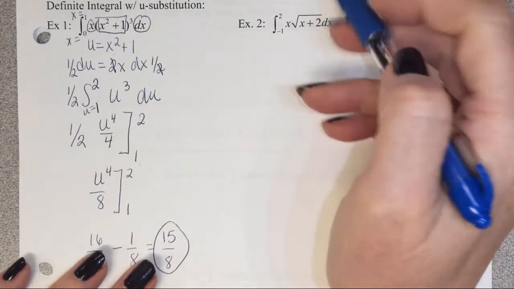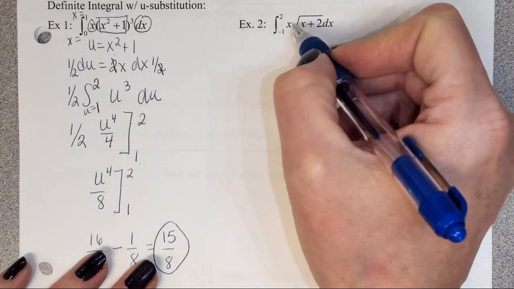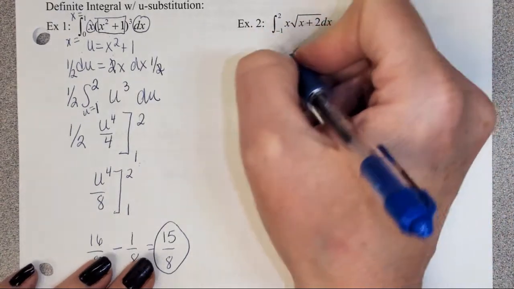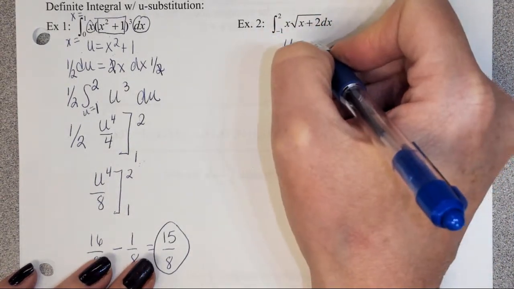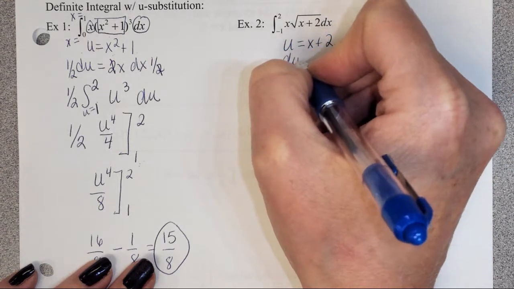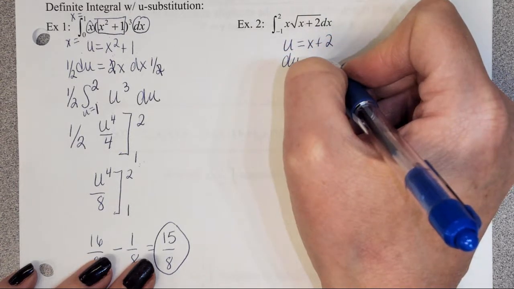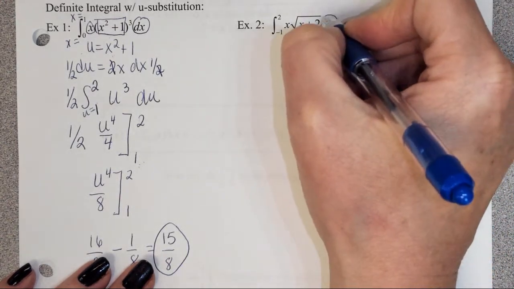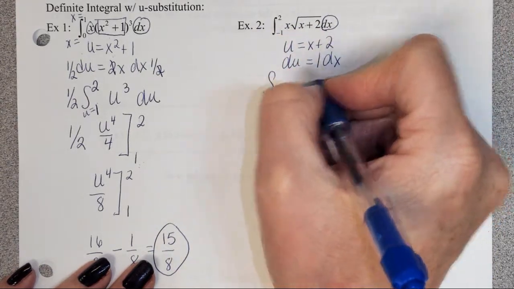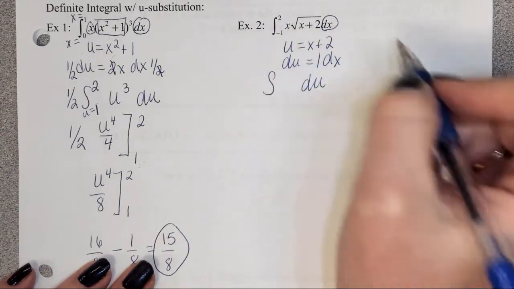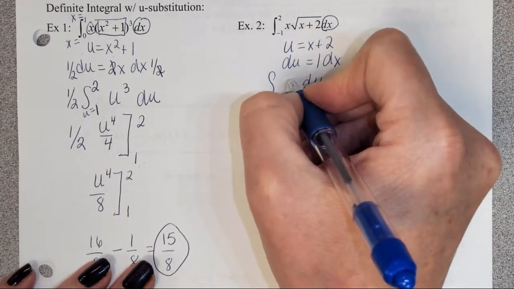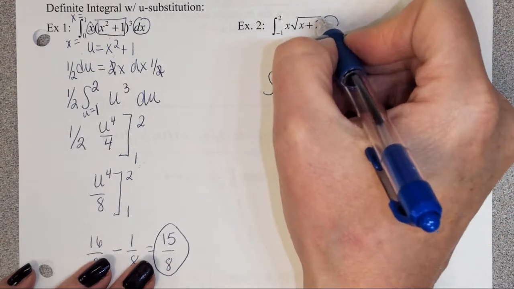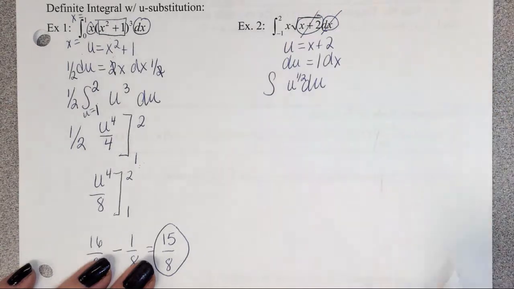Okay, looking at example 2. Can I just multiply this out? Yes or no? No. So I'm going to have to do a u sub. What will u equal? What's du? What's the derivative? 1 dx, right? Well, here's my dx. That dx just gets replaced with a 1 du. Here's my x plus 2. That's my u. What's it getting raised to? 1 half. So I replaced this now. I've taken care of those two things.